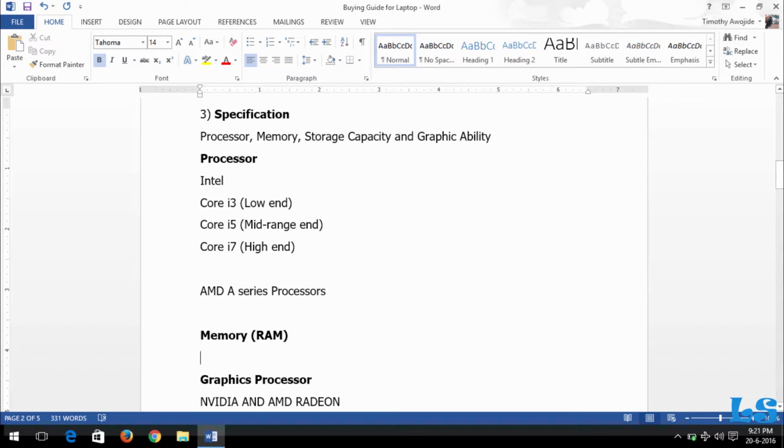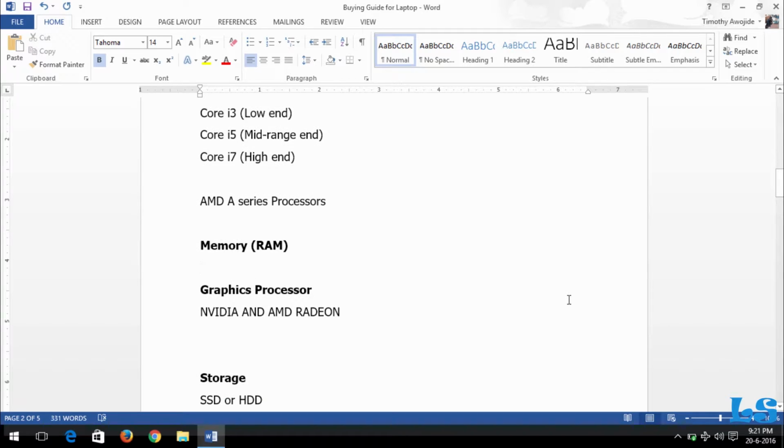Now, the graphic processor is also majorly for high-end tasks. The two major players in the graphics processor market are NVIDIA and AMD Radeon. Now, if you want it for gaming, 3D programs or other editing, you have to understand some of the working principles of this graphics processor card, that is, the graphic cards.